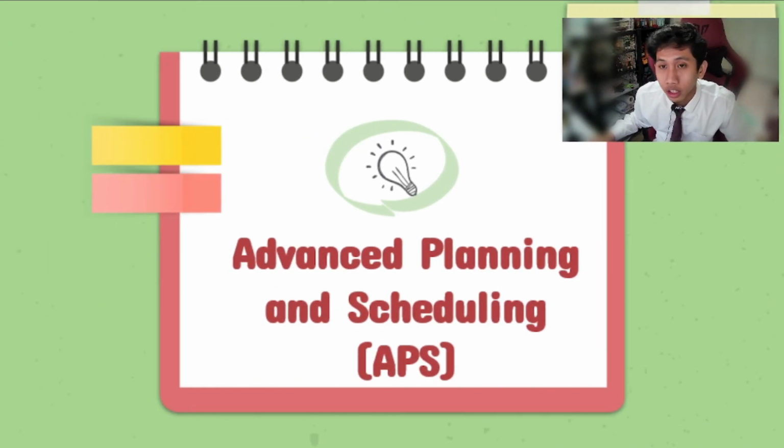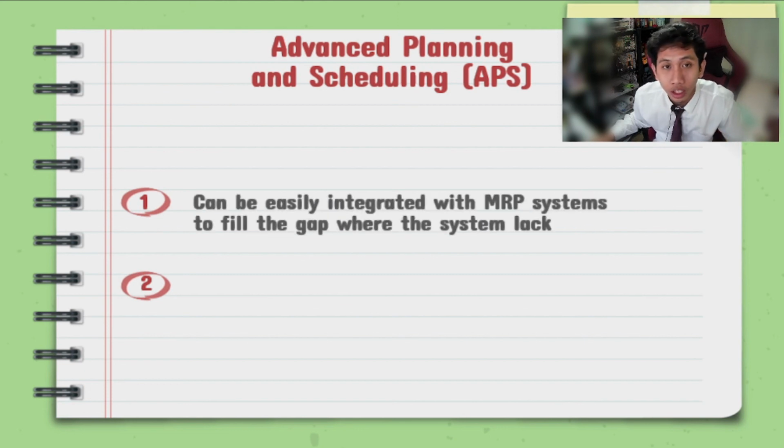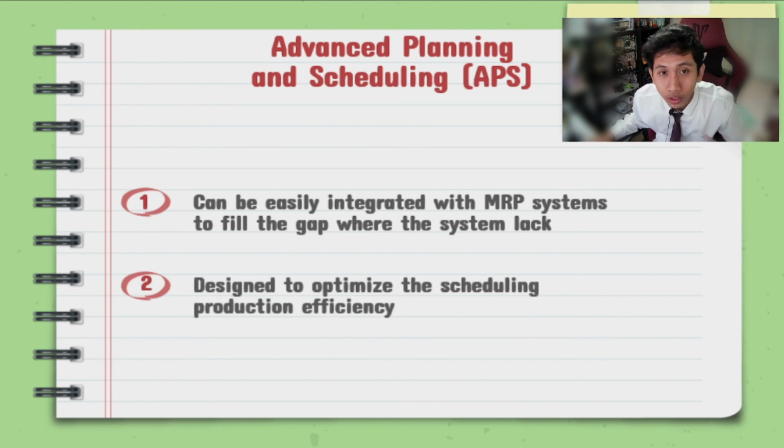Advanced planning and scheduling. The advanced planning and scheduling system can be easily integrated with MRP software to fill gaps where the system lacks planning and scheduling flexibility and accuracy. APS systems are designed to optimize the scheduling process efficiency, which ultimately takes input from various departments and cross-references them to create a simulation model. The software alerts project managers when there is a change in demand, therefore allowing them to schedule accordingly.